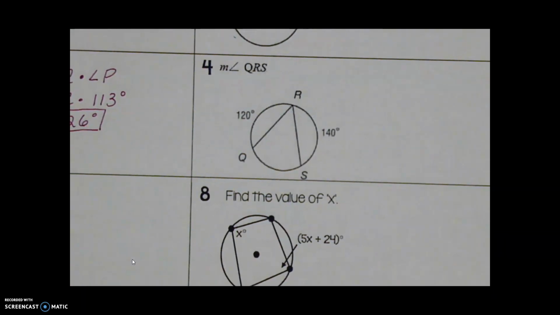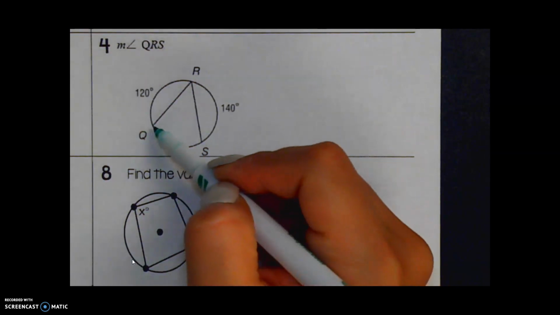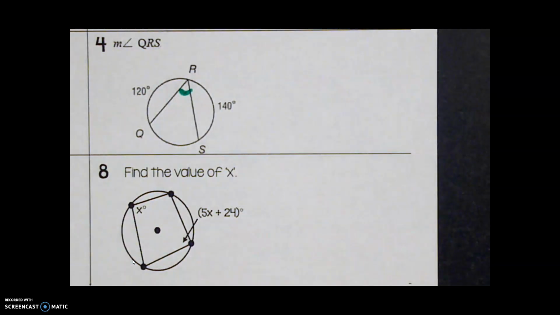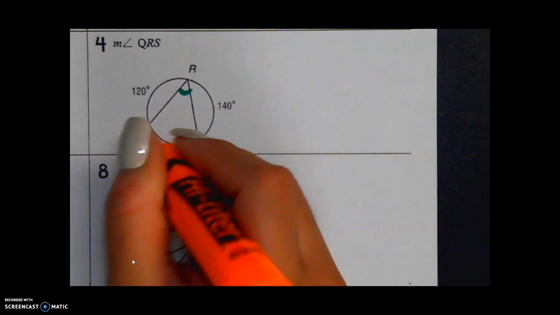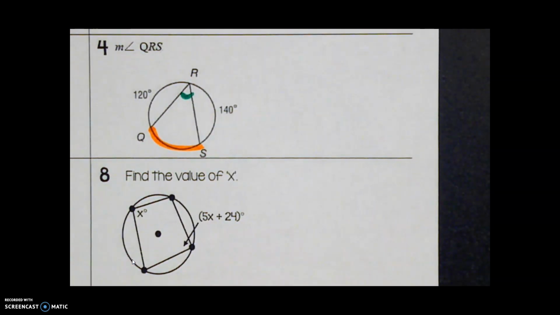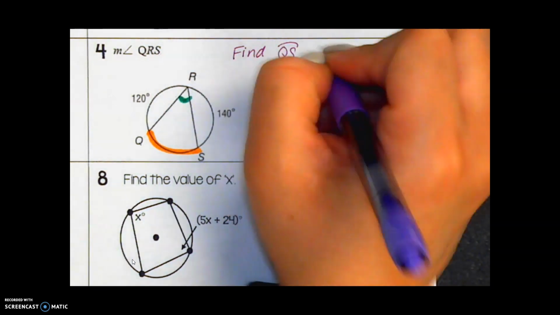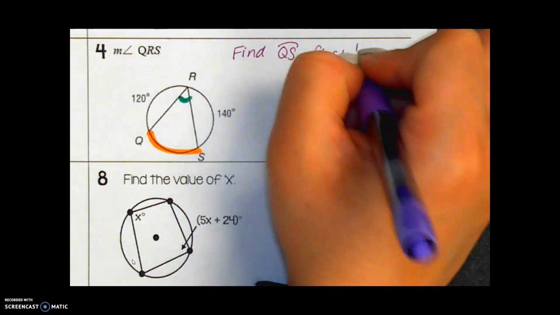Number 4 looks a little bit different. So it wants us to find angle QRS. The way you would figure out where that angle is, you start at Q to R to S. That forms this angle right here, an inscribed angle. Now, normally I know the inscribed angle is half the size of the arc that connects it, but I don't have the arc. So I need to figure out what QS is first. So we need to find arc QS first.